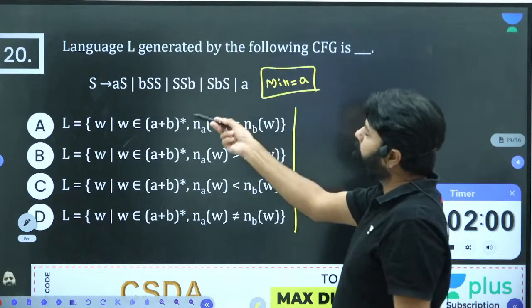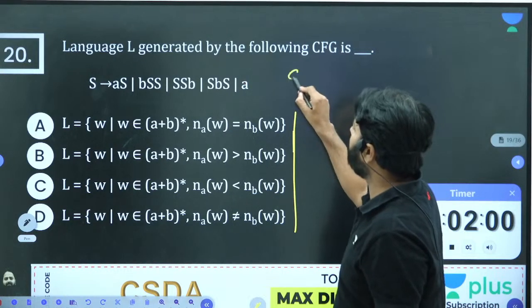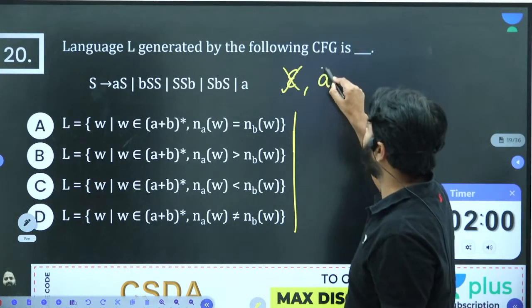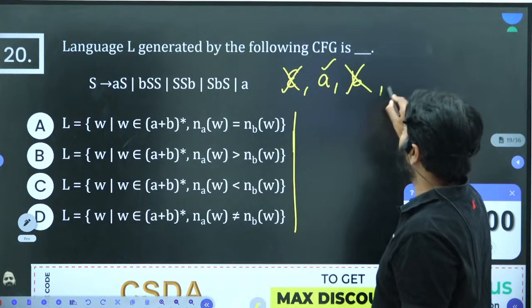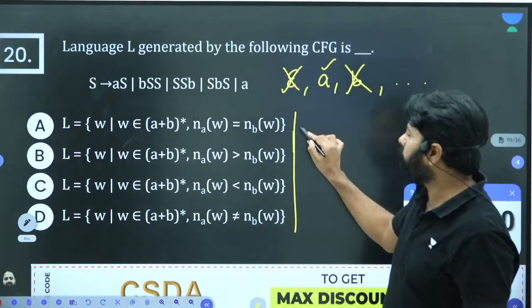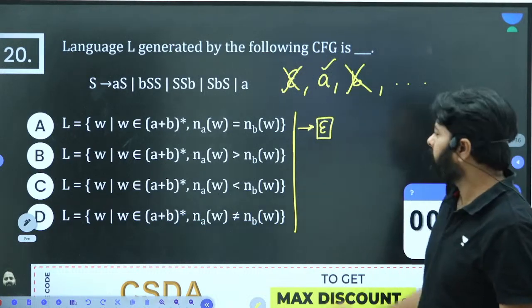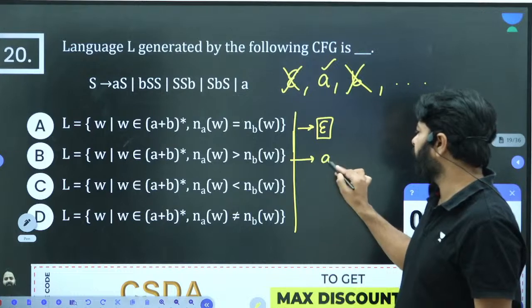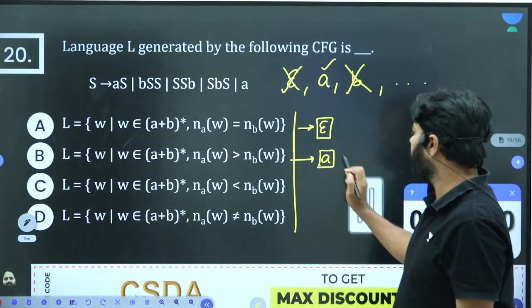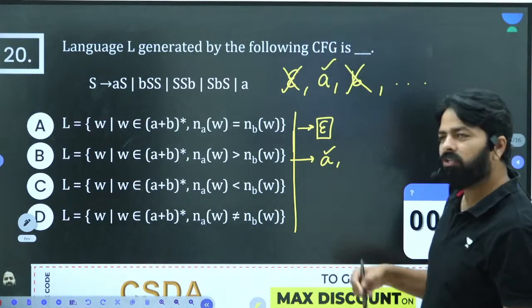Is there any string B? If you look at up to length 2, epsilon you can't generate, A you can generate, B you can't generate. That's enough to understand all the options. Here, what is the minimum string? Epsilon, but we don't want it. Here, what is the minimum string? A only. We want it, right? A is the right answer. And B is not possible here.